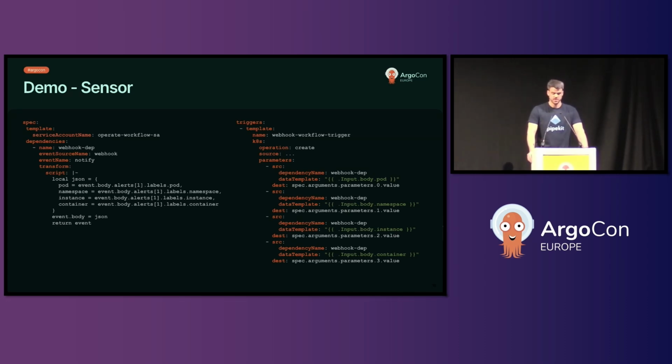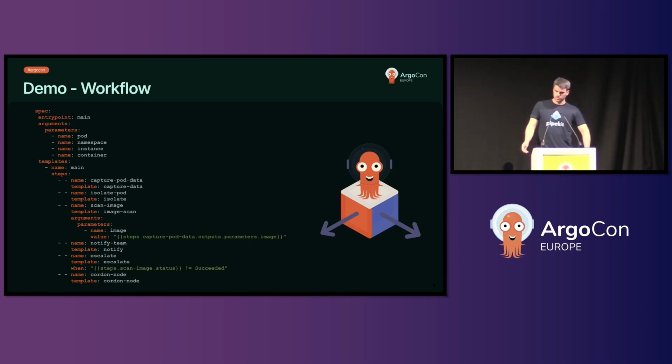After this, sensor starts a workflow. This workflow will then use the transformed values as workflow parameters. This is how my workflow looks like. We have multiple remediation and data collection steps. The intent here is to quickly capture all the data and limit the pod until the on-call person is here to inspect.